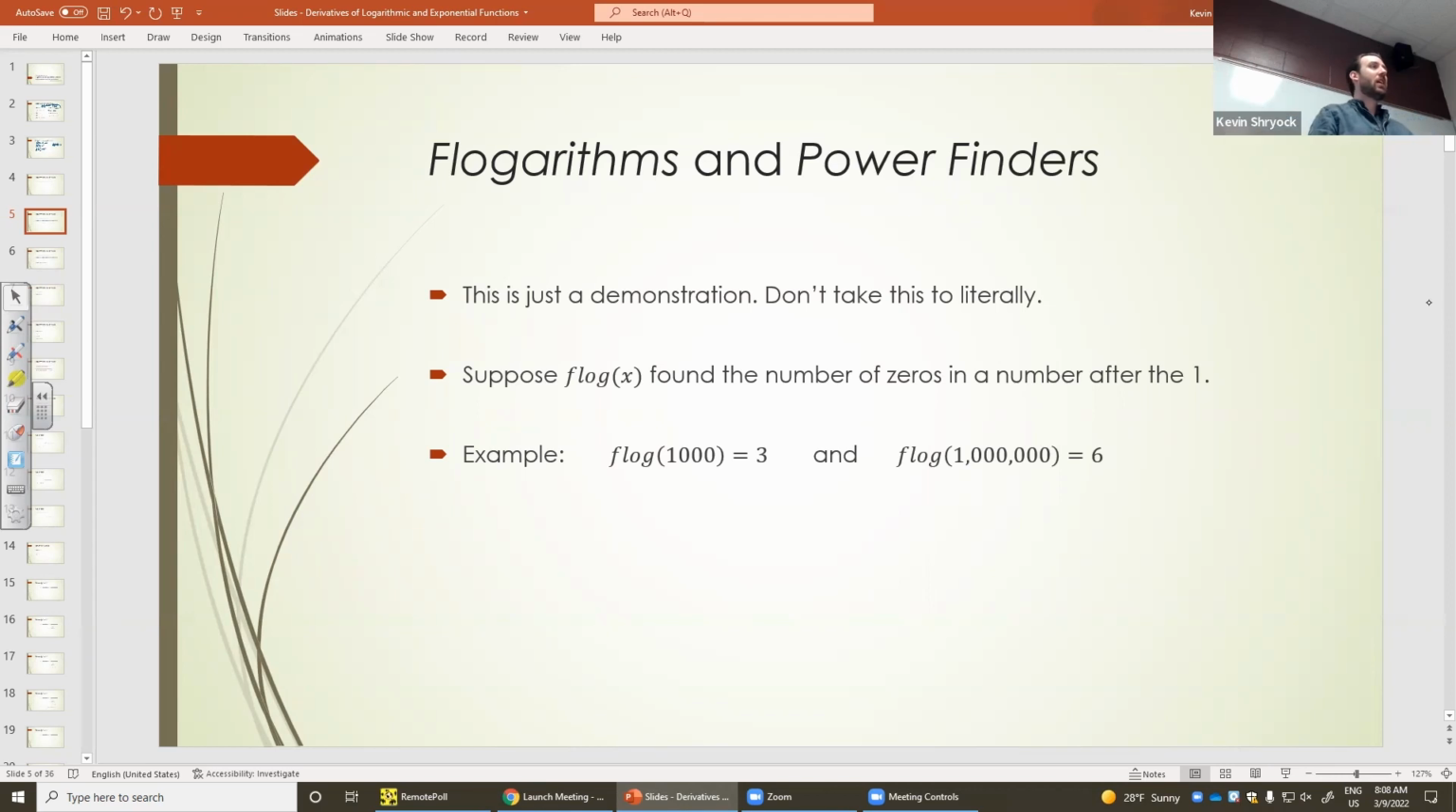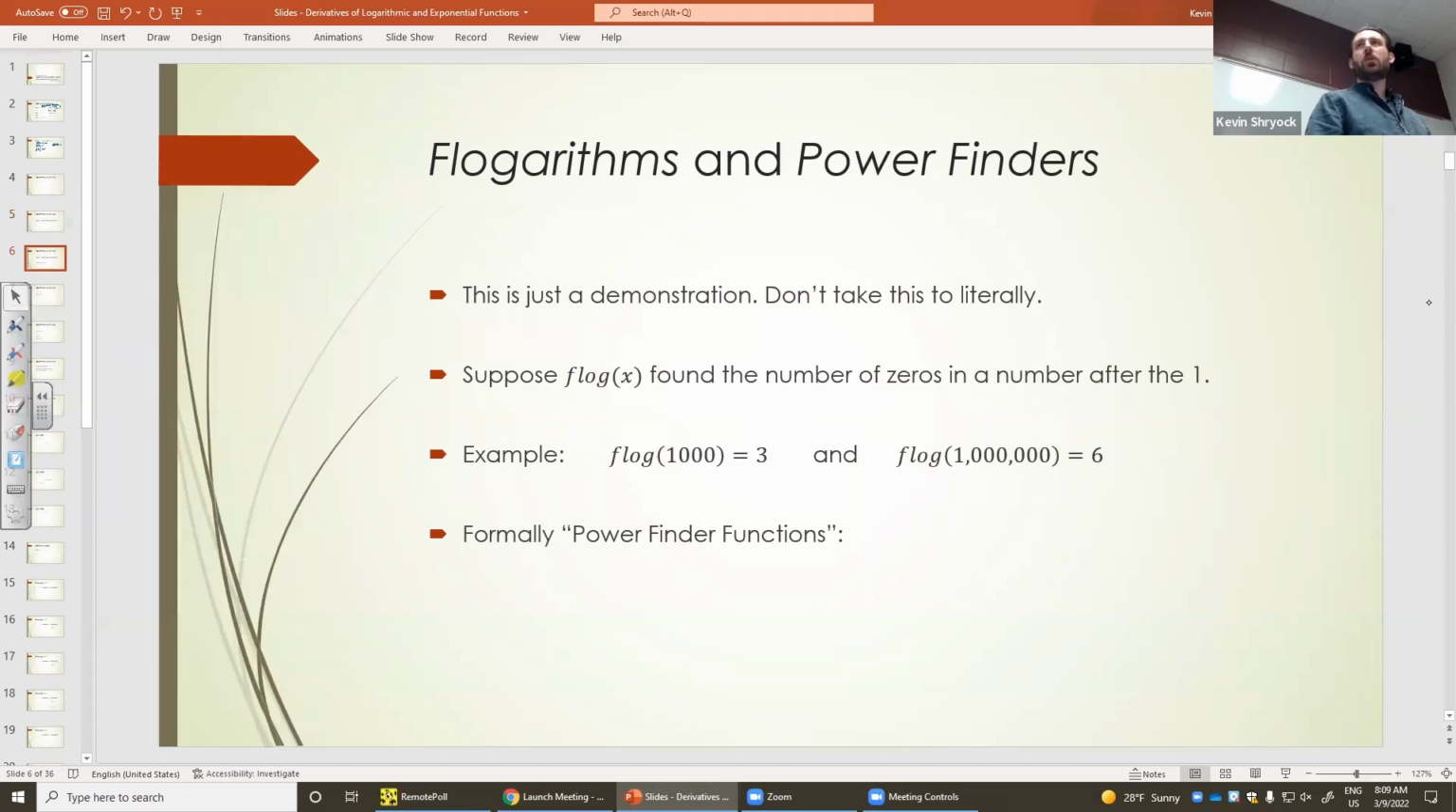Super easy. If I have a number that goes 1 and a bunch of zeros, it counts the zeros. Cool. Right? So if I say, what's the phlogarithm of 1,000? It's 3, because I have 3 zeros. We all good on that? And if I say, what's the phlogarithm of 1,000,000, it's going to be 6, because I have 6 zeros, right? We all feeling like this is some of the easiest math we've done in a while. Good, that's what I want to hear.